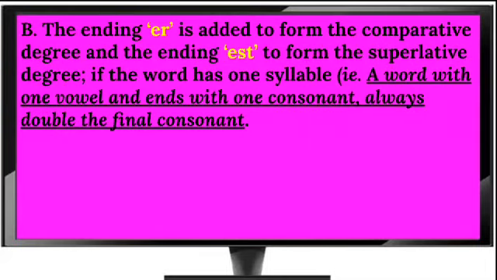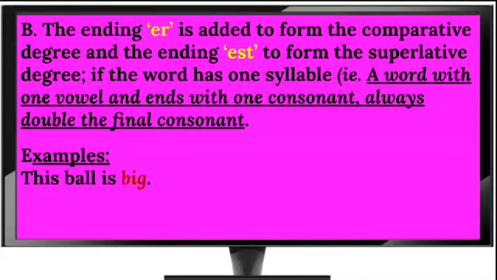Now our next rule, the ending er is added to form the comparative degree, and the ending est to form the superlative degree if the word has one syllable. Now that is a word with one vowel and ends with one consonant, and you know we always double the final consonant, so we have to double that final consonant before we add our endings er or est. Let's look at our example.